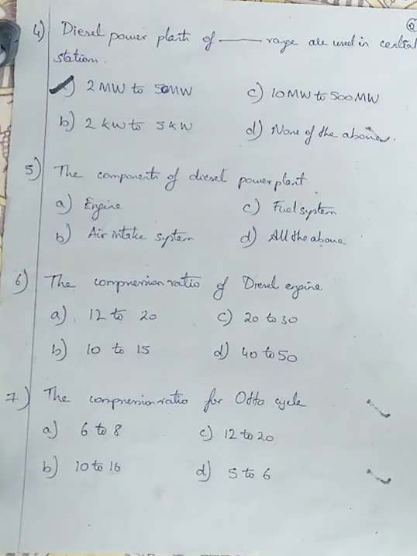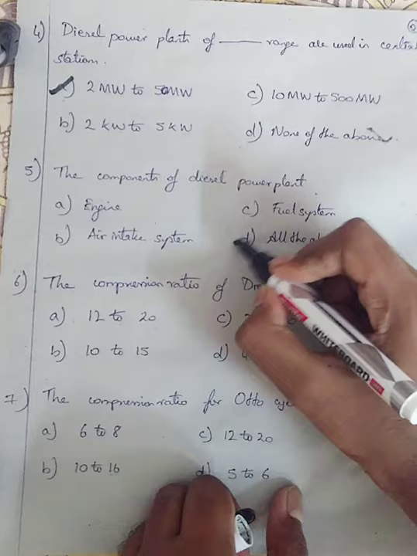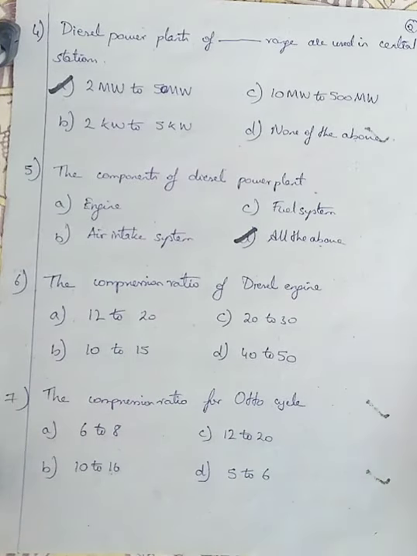Question number 5. The components of a diesel power plant are. Option A is engine. Option B is air intake system. Option C is fuel system. Option D is all the above. The engine, air intake system and fuel system are all used in a diesel power plant. Without the engine you can't bring mechanical energy. Without the air intake system we can't fuel the engine. We need a fuel system also. So I am going with option D, all the above.